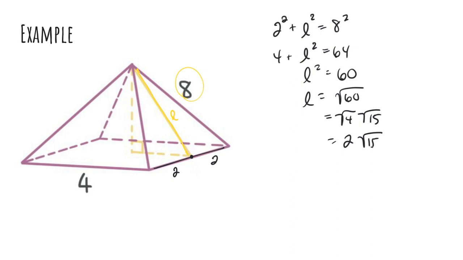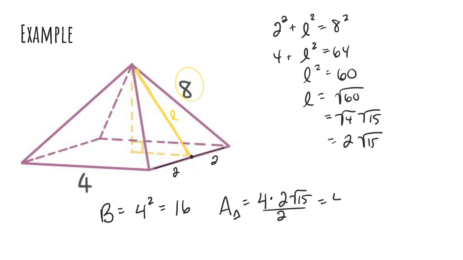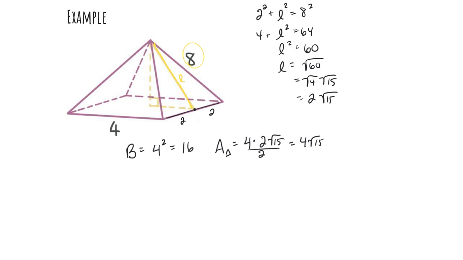So I'm going to figure out the area of my base, which we can represent as a capital B. It's simply going to be 4 squared, which is 16. The area of one triangle is going to be base times that lateral height, oops, that was not 12, sorry, that was 15, divided by 2, which simplifies to 4 square root of 15. Squish this up for more space.